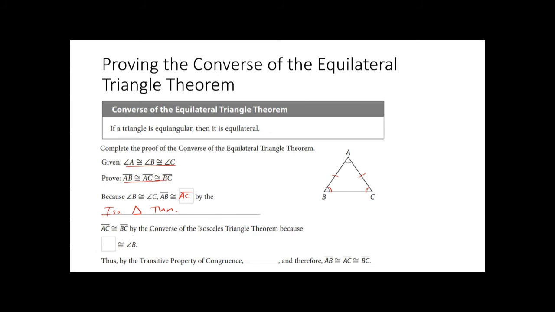All right, so AC is congruent to BC by the converse of the isosceles triangle theorem because angle A is congruent to angle B. That was already given to us up here. Thus, by the transitive property of congruence, blank, and therefore blank. Basically they're just trying to say angle A is congruent to angle B, therefore angle A has to be congruent to the other angle, angle C, and therefore all their sides have to be the same for that to happen.